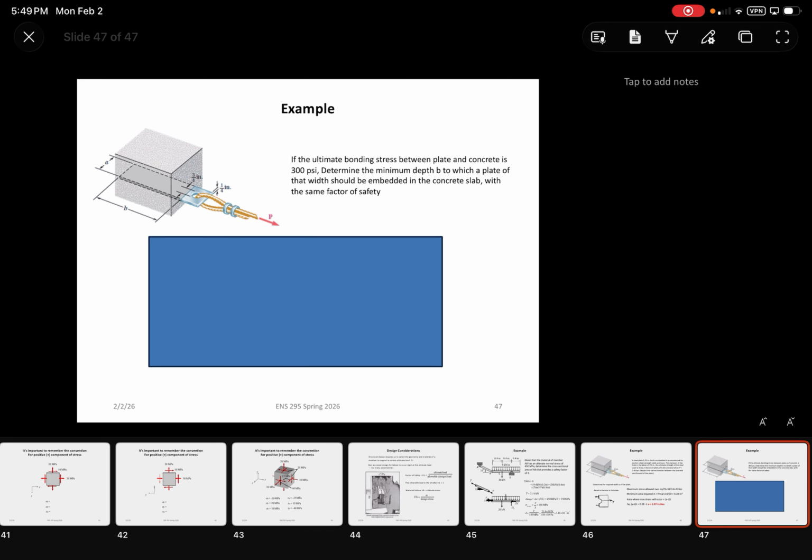Now, we determined the dimension A that we needed. Now what I want you guys to do is tell me what the required dimension B would need to be in order to be able to prevent this from ripping out of the concrete. I give you guys that the ultimate bond stress between the plate and the concrete is 300 psi. So what you need to do is determine the minimum depth into the concrete in order to prevent the plate from ripping out of the concrete. Use the same factor of safety as the problem previously. This factor of safety was 3.6. I'll give you guys a few minutes to try and figure that out.